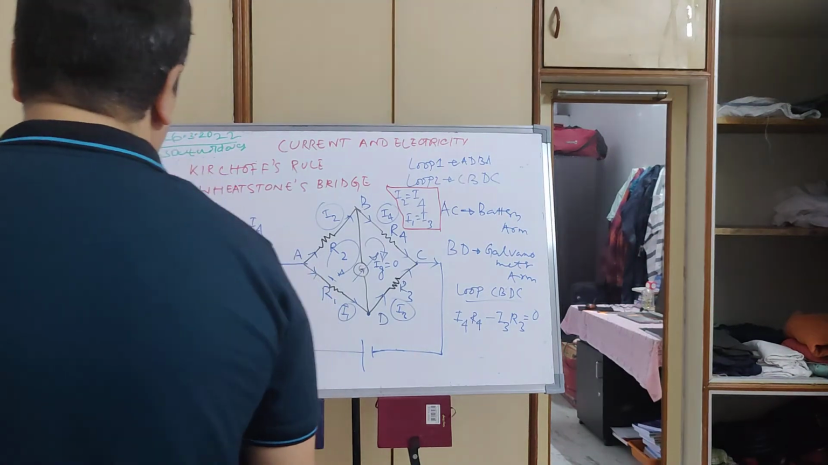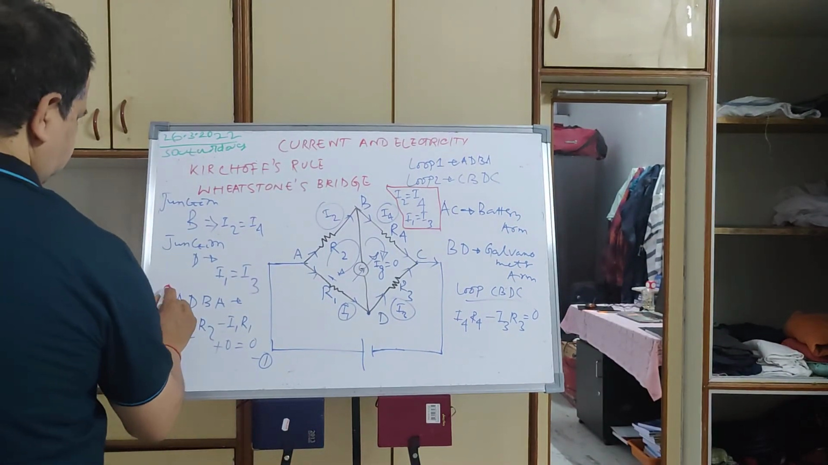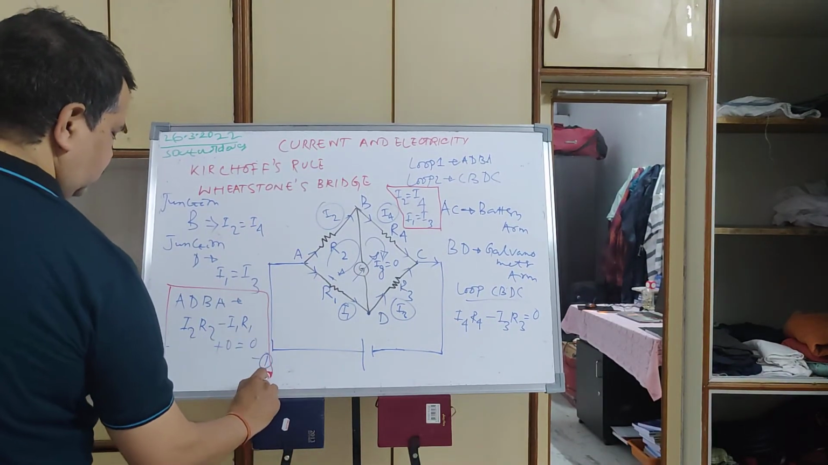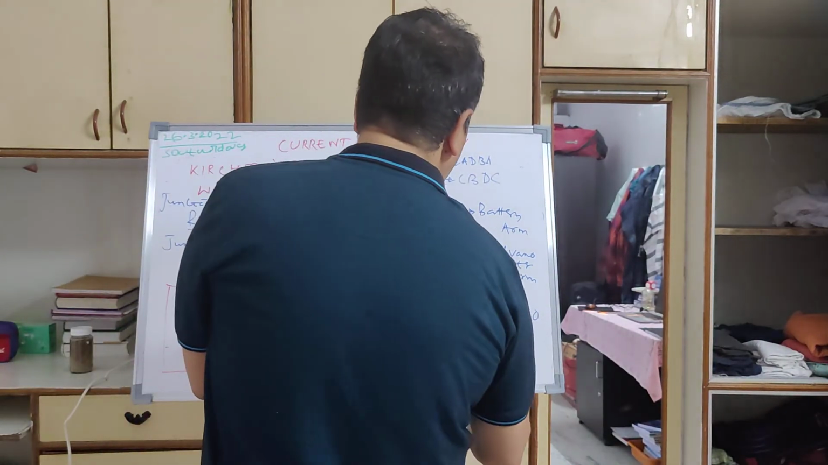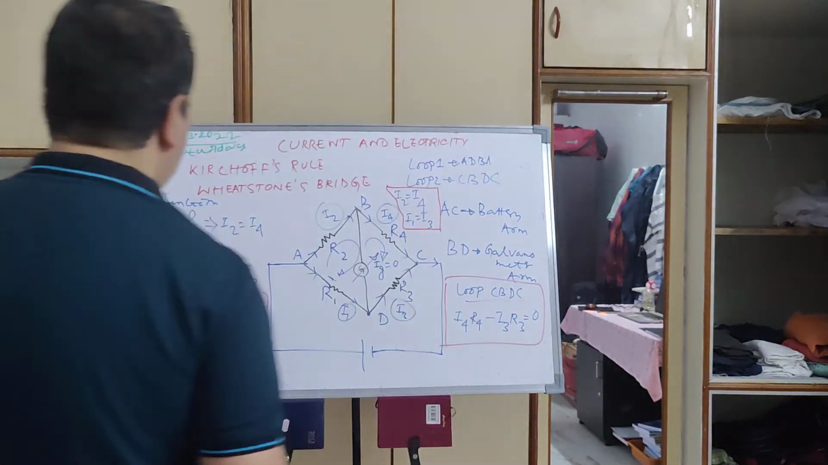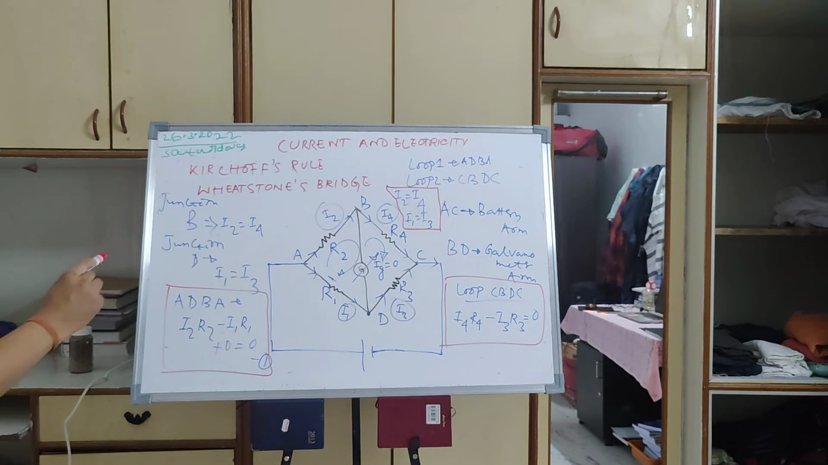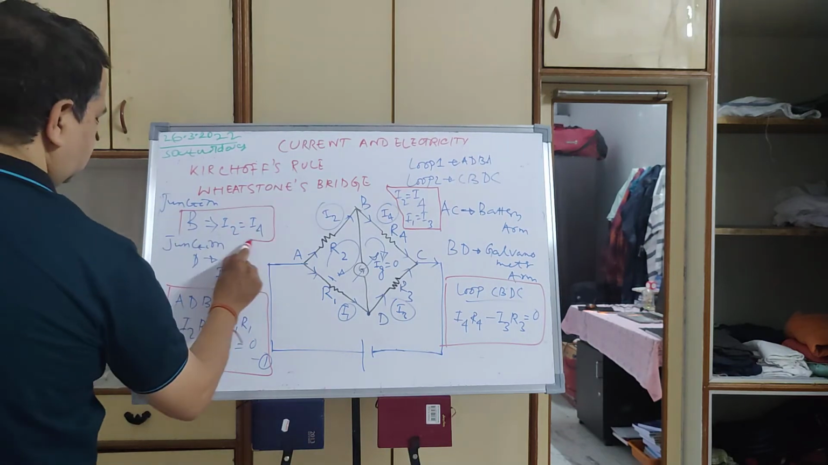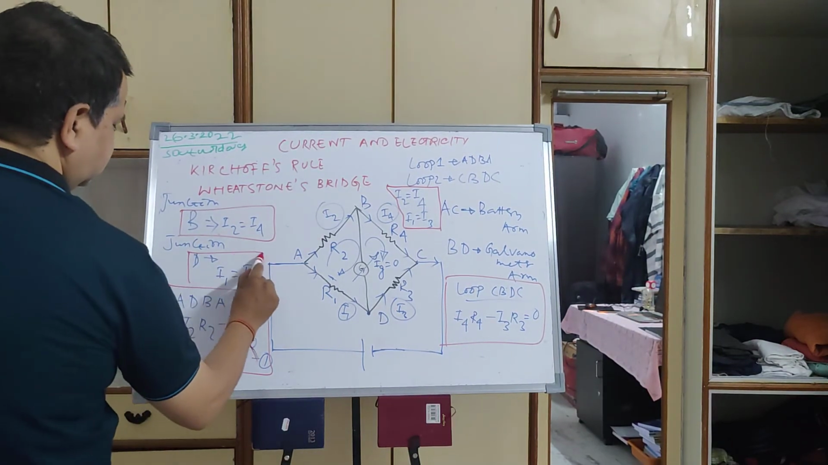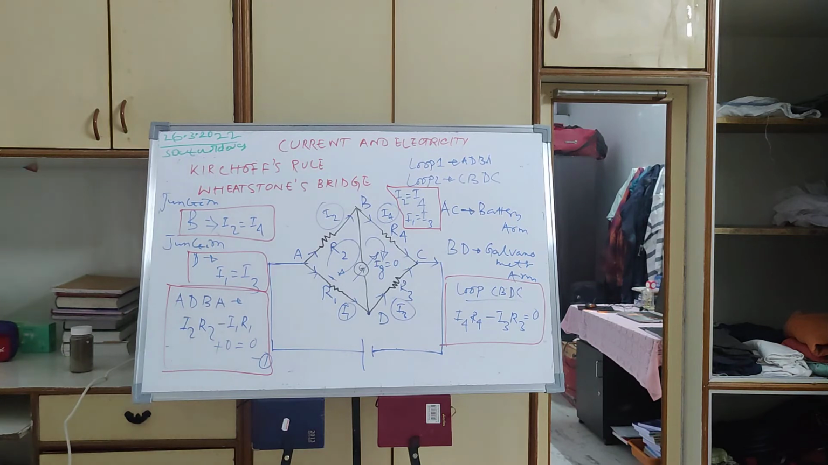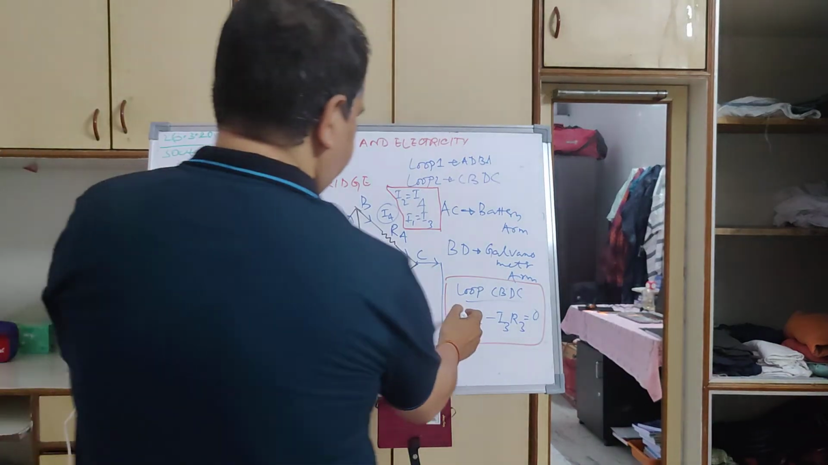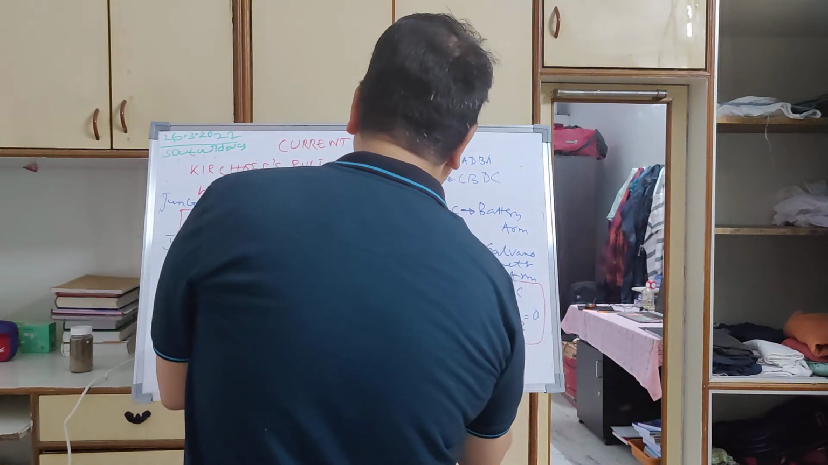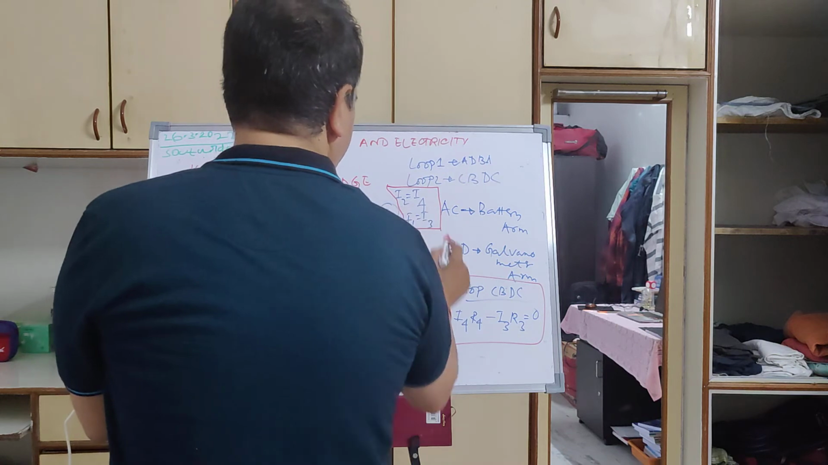So this is one loop rule, this is another loop rule, this is also a loop rule, taking two loops. And then this is a junction rule, and then this is a junction rule. So using all these things, this equation will become, in place of I4, you will write I2, because I4 is equal to I2.